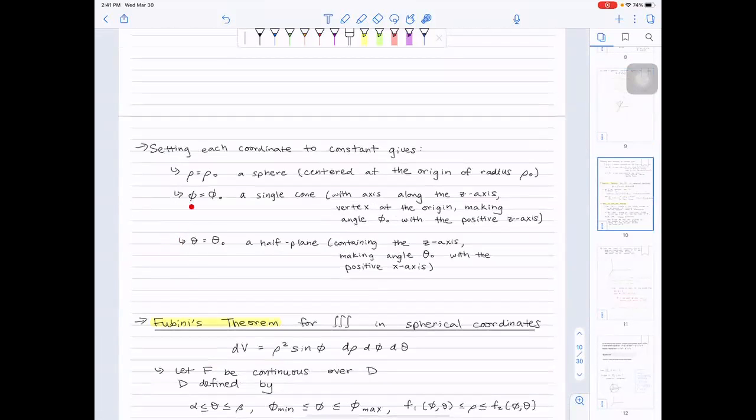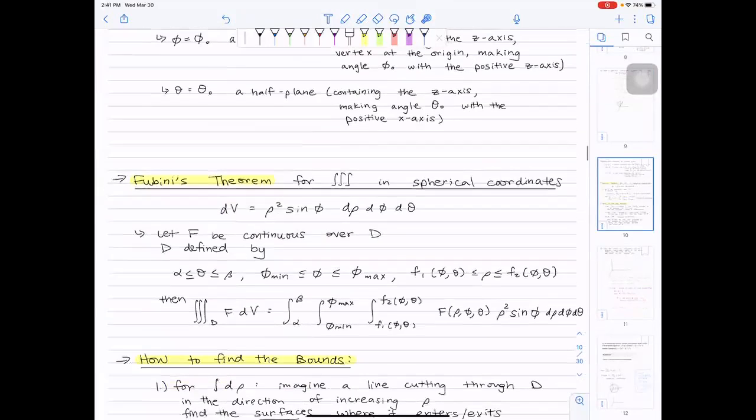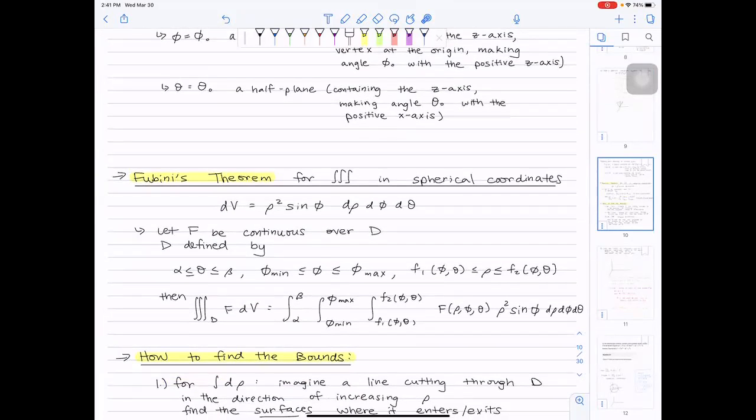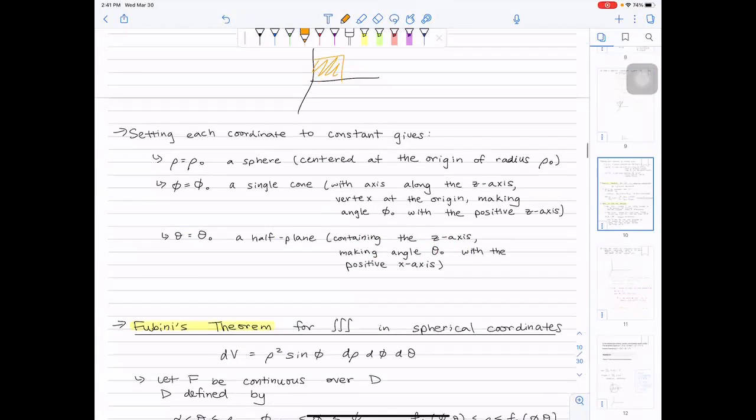So for example, if phi is some constant, it's a single cone. If rho is a constant, that's a sphere. If theta is a constant, that will end up giving you a half plane. Okay, and then now we have Fubini's theorem for triple integrals in spherical coordinates. What do you mean by a half plane? A half plane contains the z-axis and makes some angle with the x-axis. So it would just be this half plane instead of a full plane, I guess.